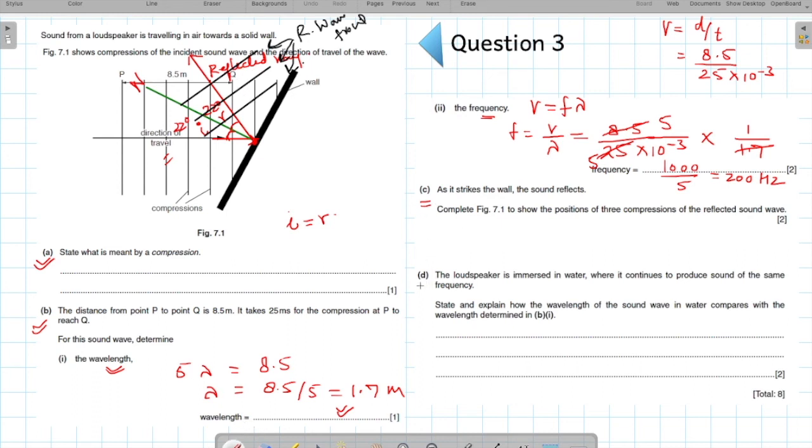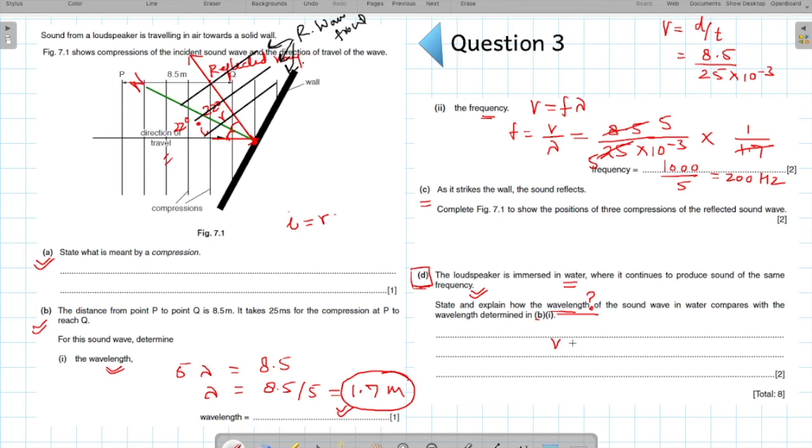So this is done. Let us move to the last part, which is D part. The loudspeaker is immersed in water. It continues to produce sound of the same frequency. Frequency is not changing. State and explain how the wavelength of the sound wave in the water compares with the wavelength determined in this part. As compared to this, how the wavelength is going to be. Simple and easy.